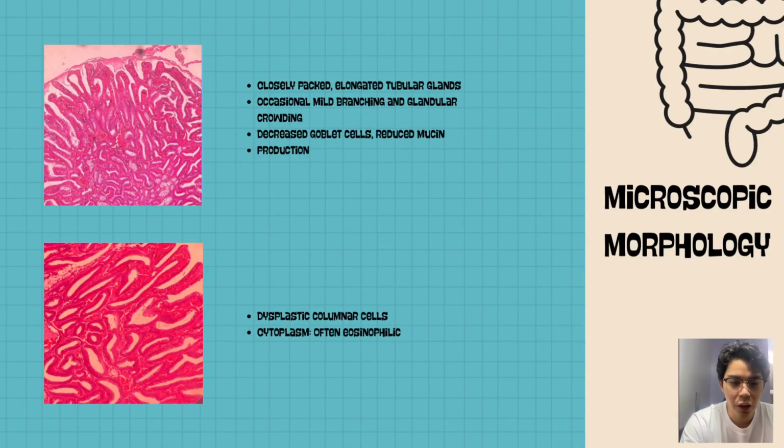Microscopic morphology. Under a microscope, rectal adenoma exhibits several distinct features. First is closely packed or elongated tubular glands with some mild branching and crowding. Second is a decrease in goblet cells and reduced mucin production, because we all know that goblet cells are primarily responsible for mucin production. Third is the presence of dysplastic columnar cells with cytoplasm that is often eosinophilic.